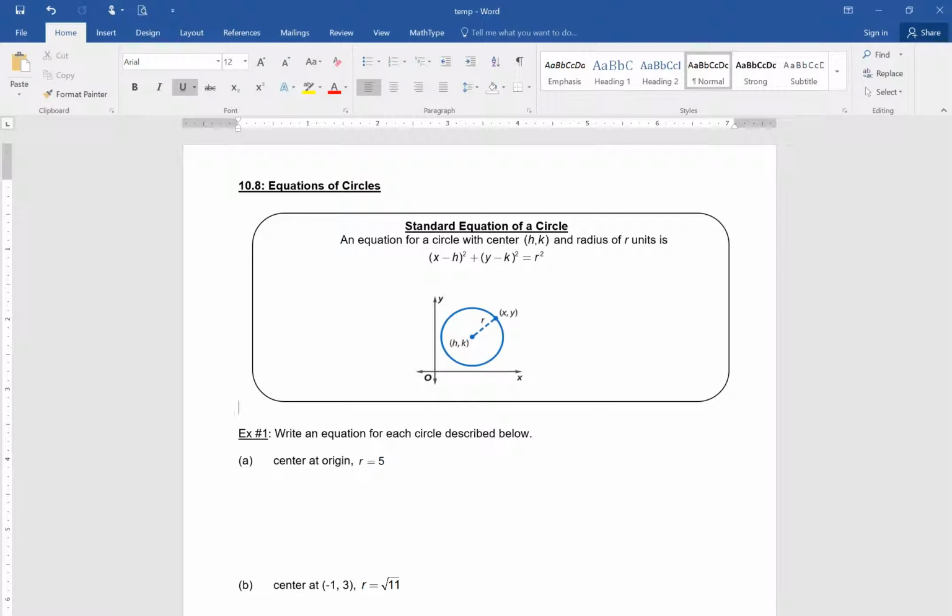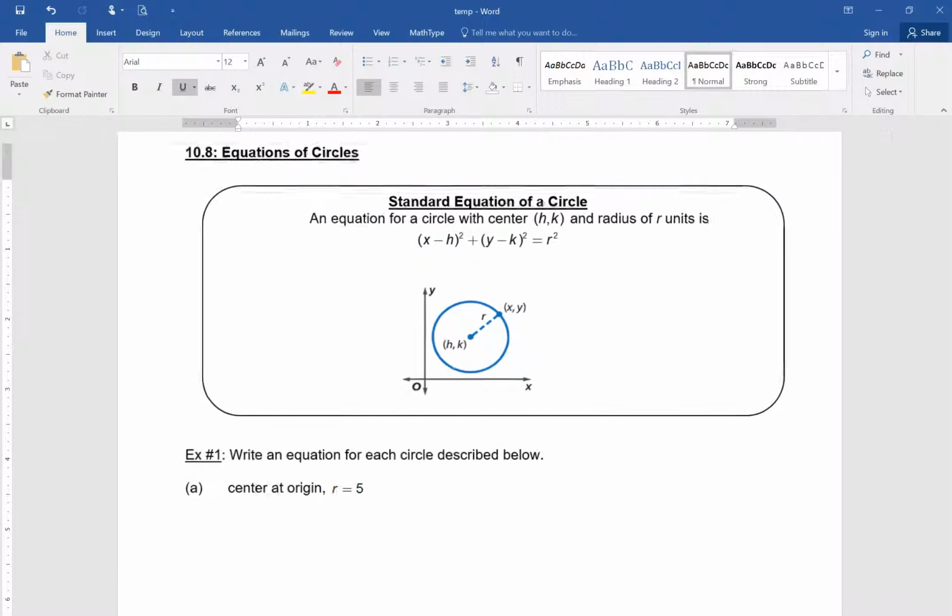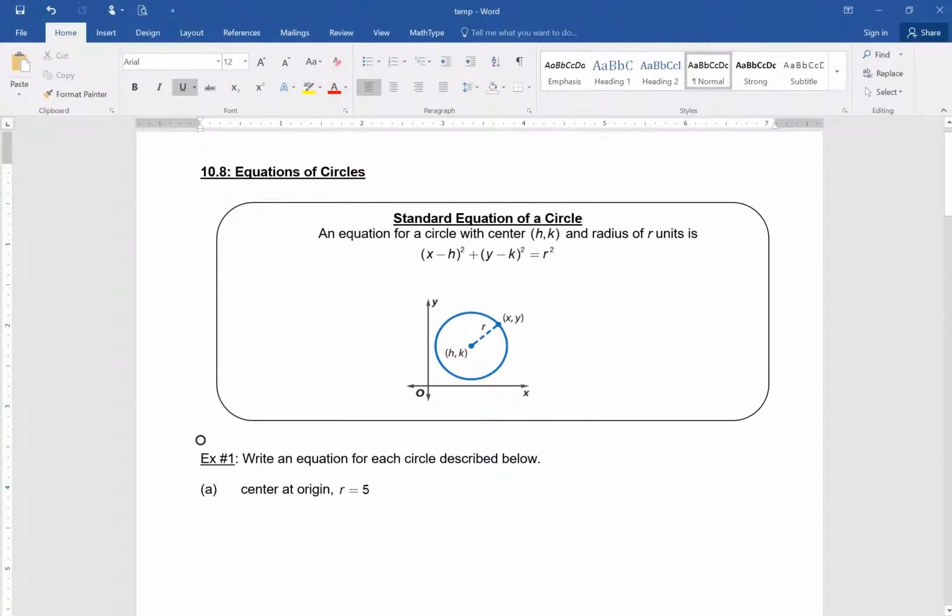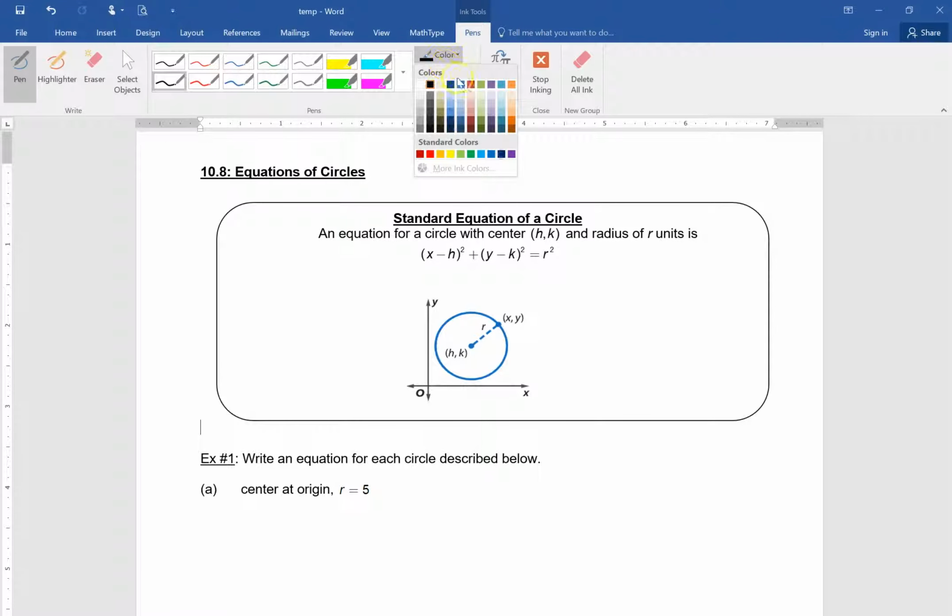All right, we're doing circles again. This time in section 8, we're going to be talking about equations of circles, meaning how we graph them and how we put them on a coordinate plane.